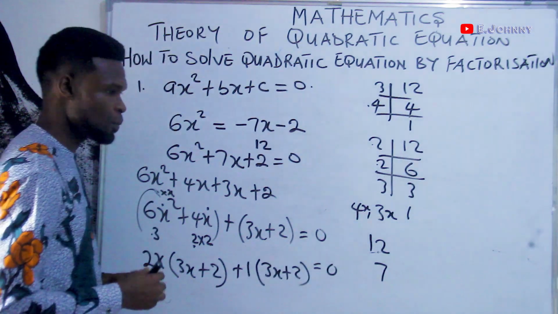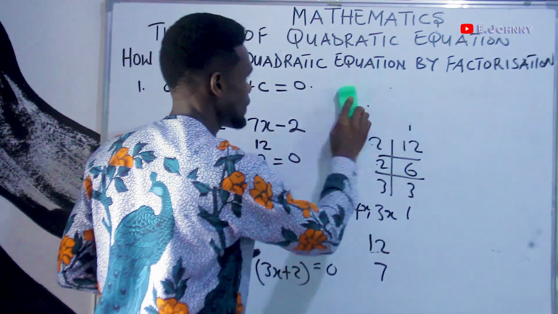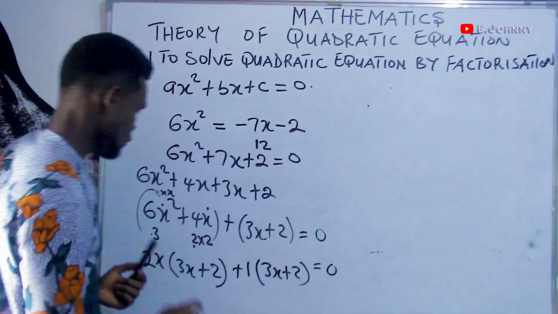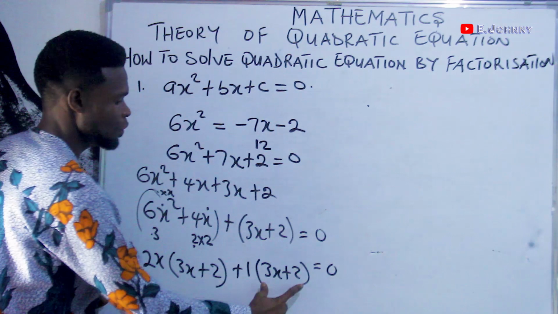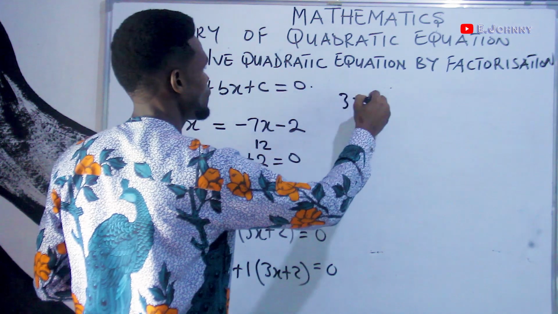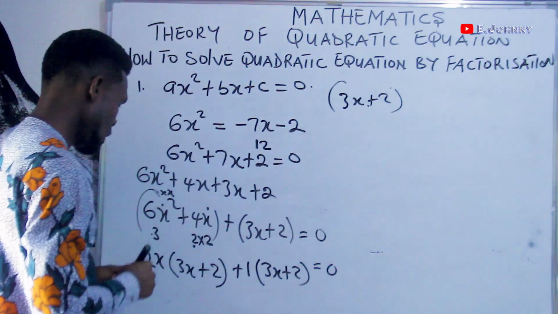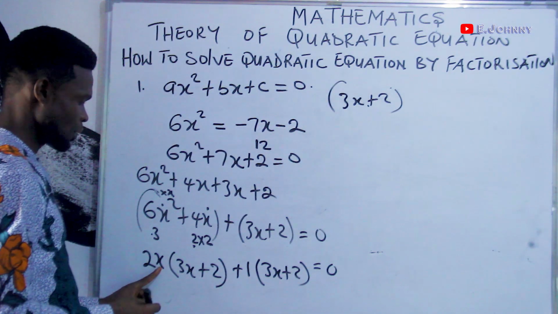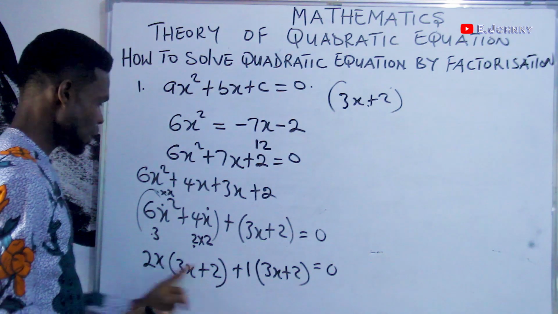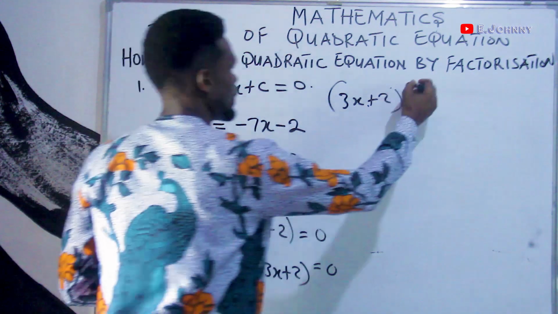You will agree with me that the brackets are the same. So 3x plus 2 is common. You factor out 3x plus 2. Here, what is left is 2x, plus what is left here is 1. So you have 2x plus 1. Put it in another bracket.